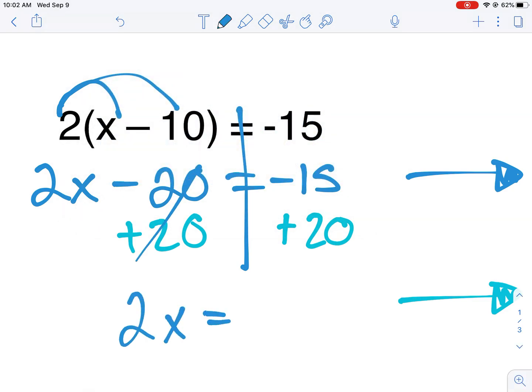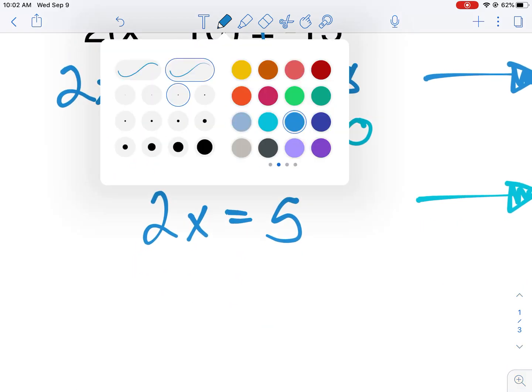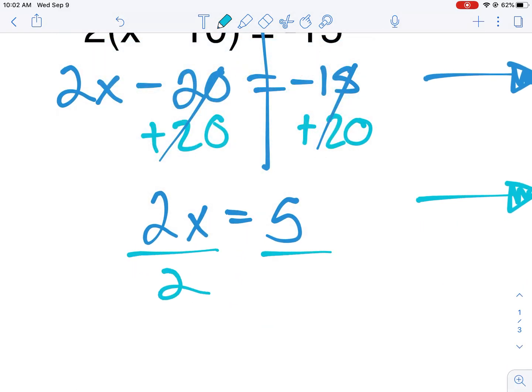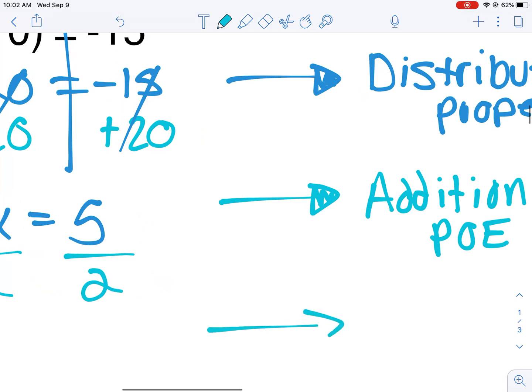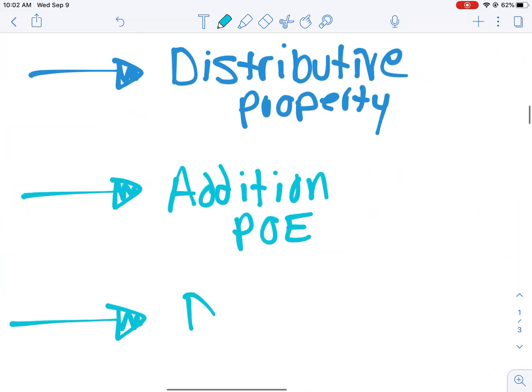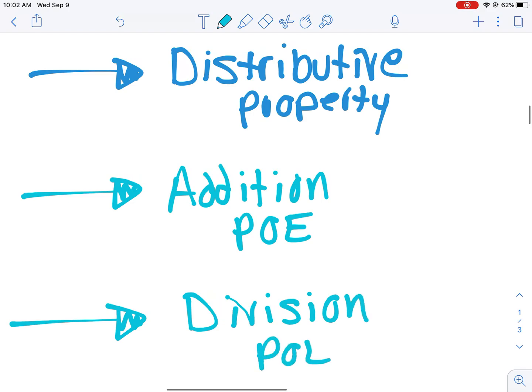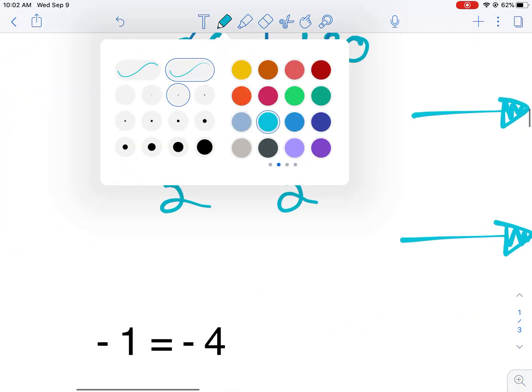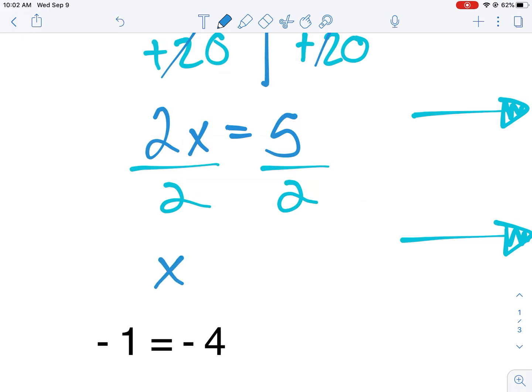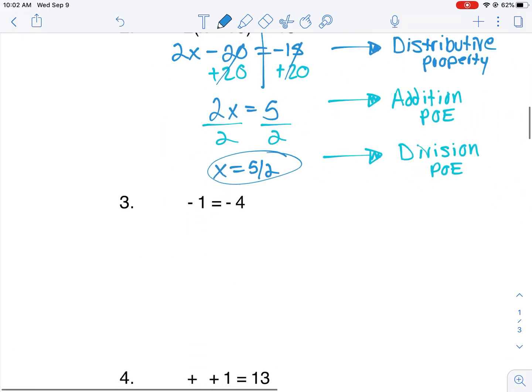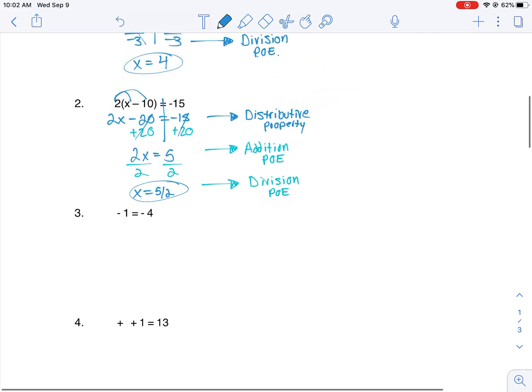And so that gets us 2x equal to 5. And then you're going to divide by 2. And so this gets us the division property of equality. And your answer is x equals 5 over 2. It's just a fraction. Okay?